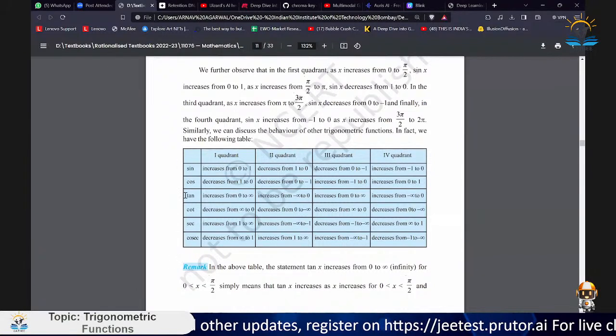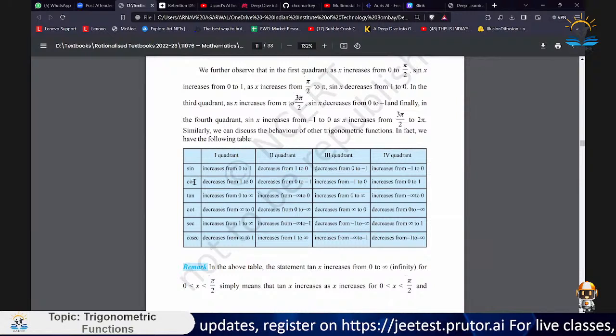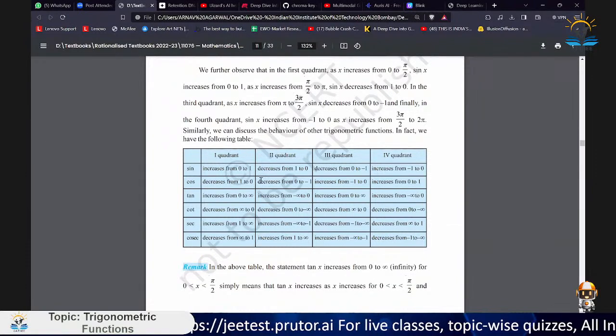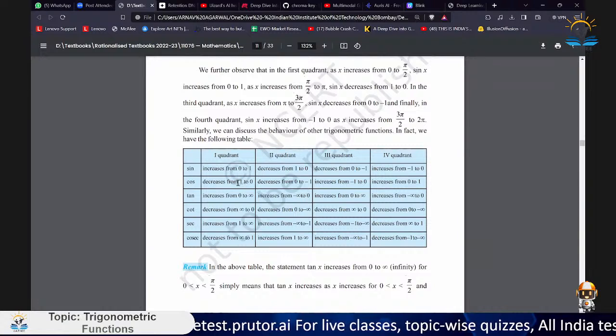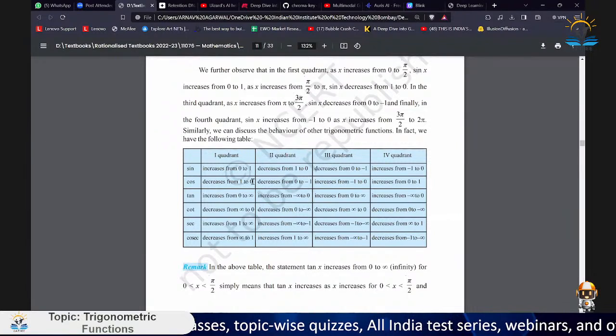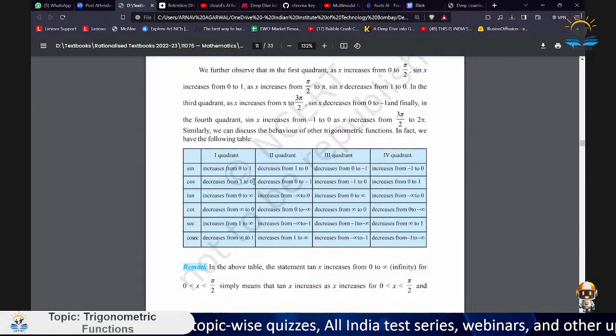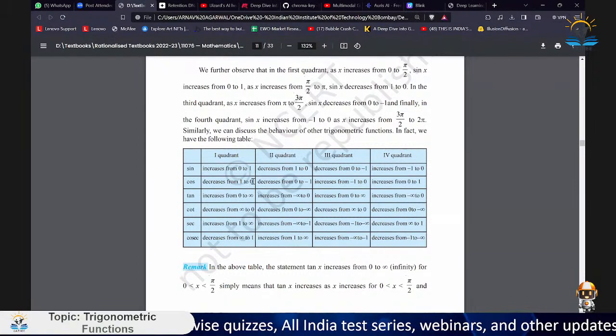So let's see cos now. In the first quadrant, it decreases. In the second quadrant, it again decreases. So what do we mean by again and again decreasing? It starts from 1 in the first quadrant at x equal to 0, and as x approaches pi by 2, the cos function approaches 0.